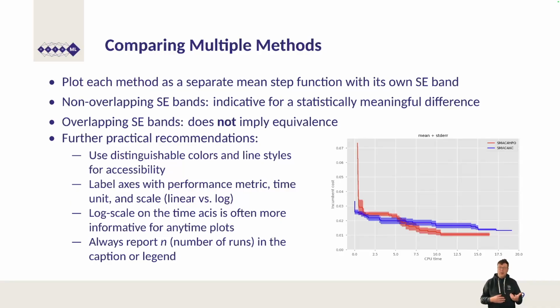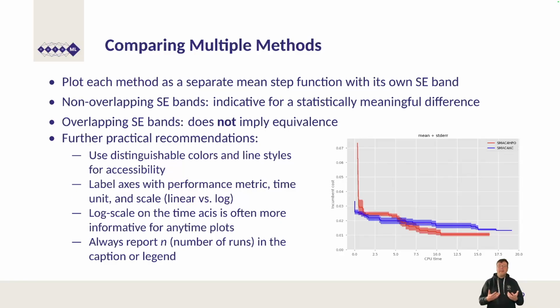One system's mean curve is consistently below the other across the entire time axis. If this pattern is supported by non-overlapping standard error bands or formal tests at multiple time points, the conclusion is generally budget independent. On the practical side, use distinguishable colors and line styles so that plots remain readable in grayscale and for readers with color vision deficiencies.